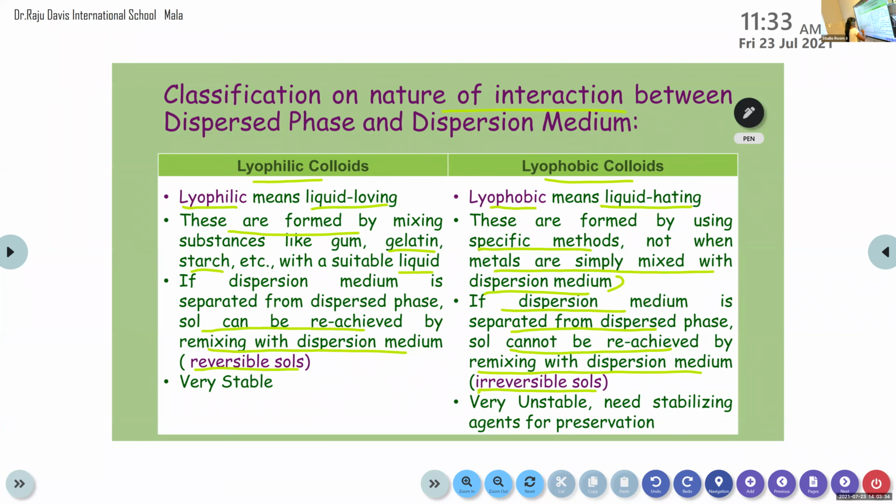Then in the case of lyophilic colloids, they are very stable, and lyophobic colloids are very unstable. To maintain lyophobic colloids as stable, we need to add stabilizing agents. There are certain agents that increase their stability, known as stabilizing agents. They are used for preservation. To maintain lyophobic colloids for a long time, we need to add stabilizing agents because they are in an unstable state. So these are two different types of colloids depending upon the nature of interaction between the dispersed phase and dispersion medium: lyophilic colloids and lyophobic colloids.